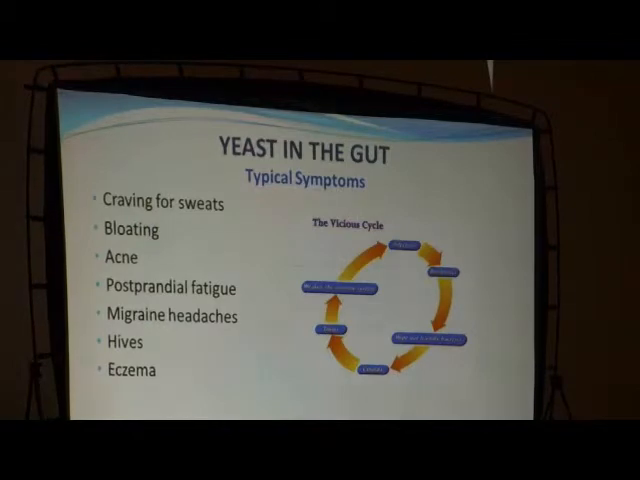So the next topic is a very popular topic these days. It's yeast in the gut. So again, how do we recognize that that's a problem? Well, the most common symptom which we see is a craving for sweets. Bloating, acne, fatigue after eating, migraine headaches, hives, and eczema.